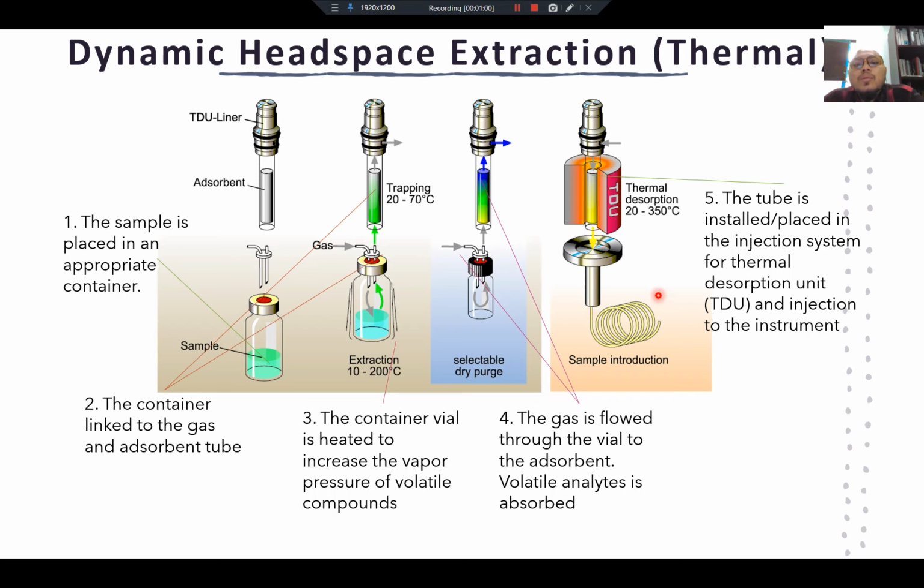Okay, so you can separate the non-volatile interference, and then you can inject directly to the column without dilution of the sample. So a lot of advantages. You separate the interference, and analytes get concentrated over here, so you can concentrate your analyte and inject directly to the column without any dilution. Okay, right, so you need to understand the procedure.